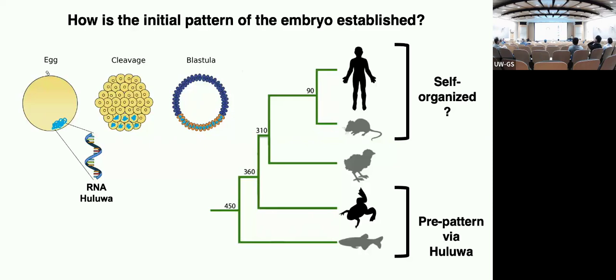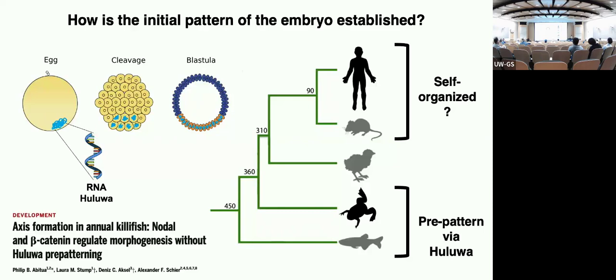It turns out that in the killifish, since their development is so unusual, these pre-pattern mRNAs just don't exist. They've actually lost their function. We published recently that the killifish ends up developing without this pre-pattern, similar to mammals. So I just want to end on the note that biology is very complicated and we still struggle to understand the most basic questions.